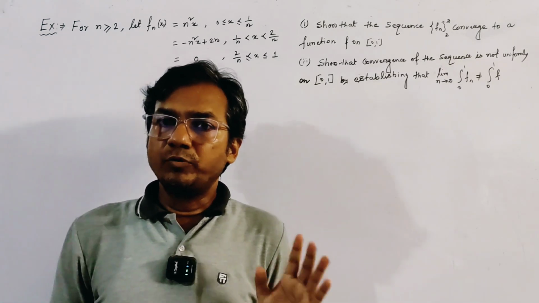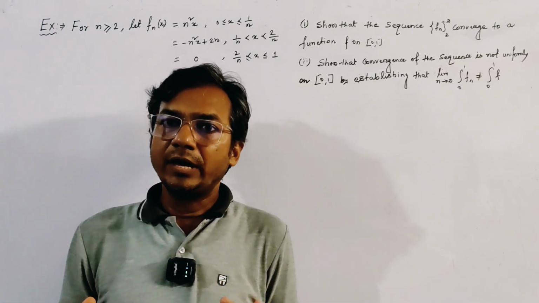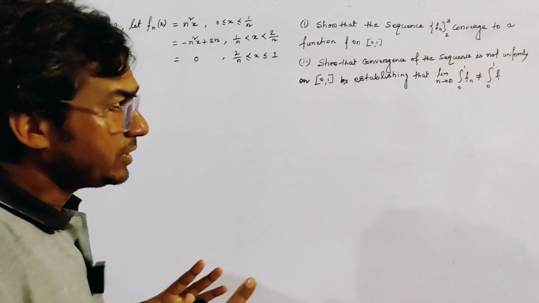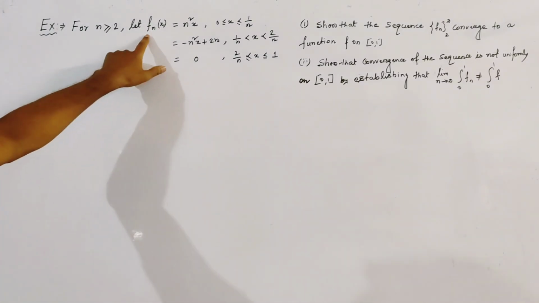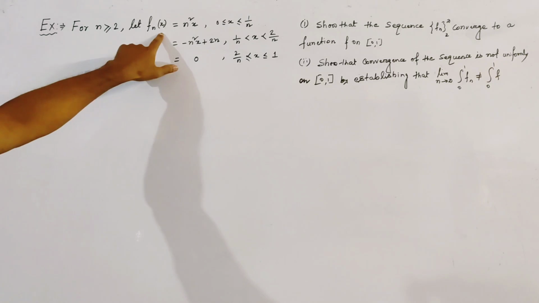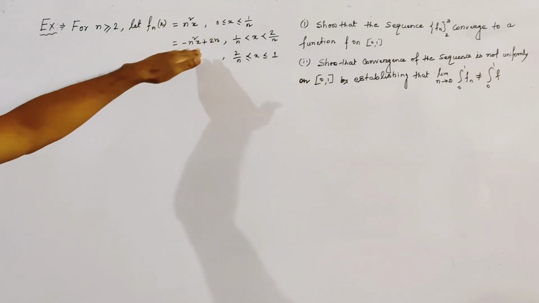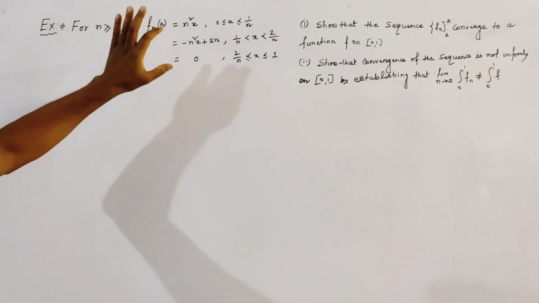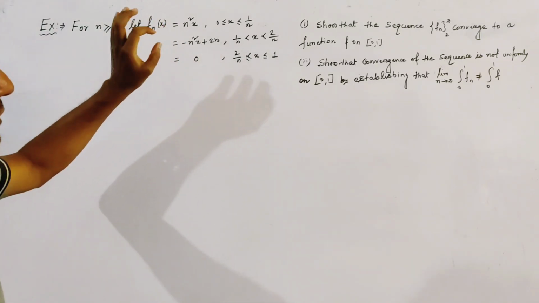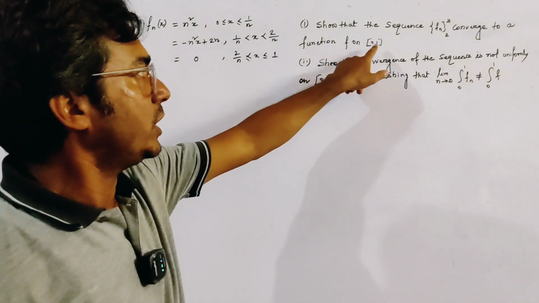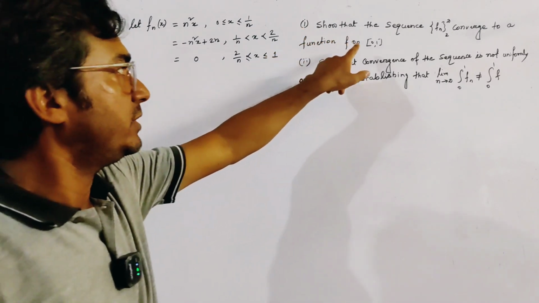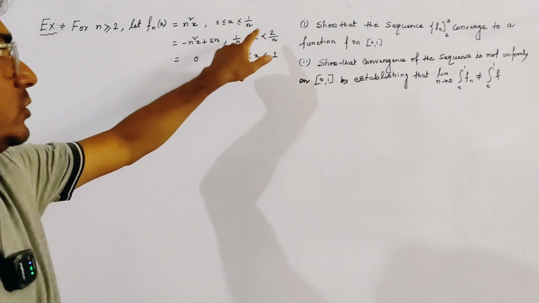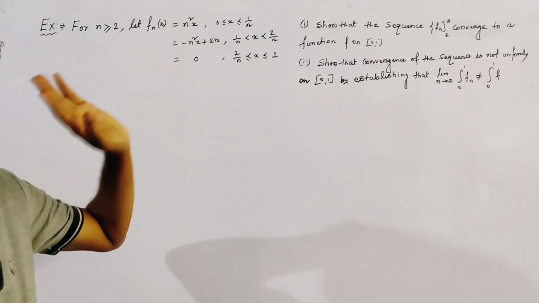This problem is from sequence of functions and its uniform convergence. Here we are given a sequence of functions f_n(x), defined on three different intervals. The total interval is [0, 1], and this interval is split into three portions: from 0 to 1 by n, 1 by n to 2 by n, and 2 by n to 1.